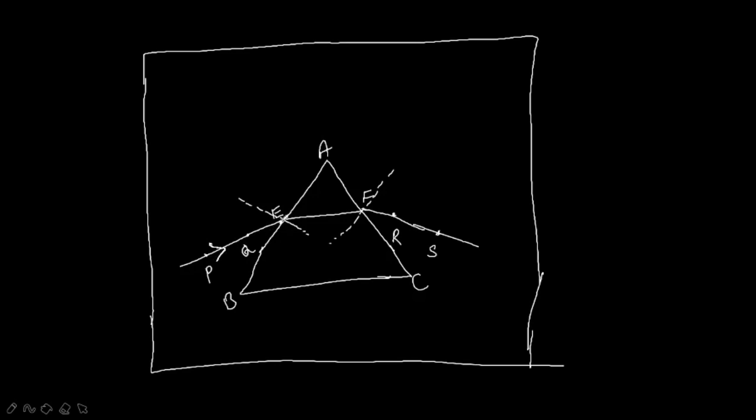Imagine if this ray does not show any refraction, how does it move? Actually it should move in a straight line like this, right? But since it is moving from one medium to another medium, it is showing refraction. I think you know the definition of refraction. So what do you mean by refraction? Refraction is bending of the light ray when it passes from one medium to another medium. So here this is air medium and this is which medium?